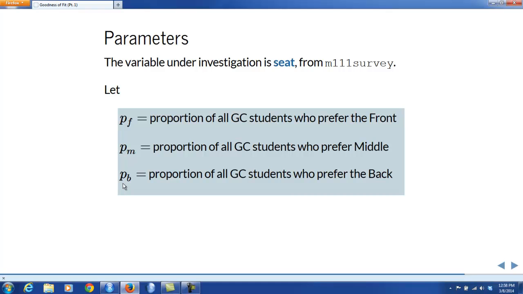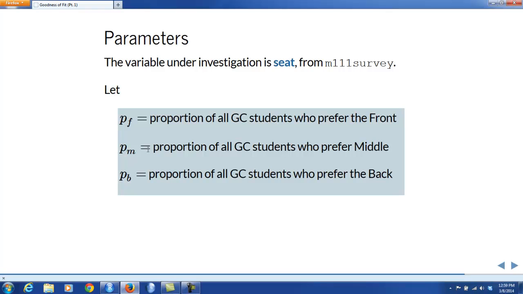So we're going to need to define 3 parameters here. This time, the parameters won't be probabilities. We're not dealing with the dice being rolled. The parameters will be population proportions, because the students are a random sample from the Georgetown College population. So let's define P sub F to be the proportion of all Georgetown College students who prefer the front. P sub M shall be the proportion who prefer the middle, and P sub B the proportion of all Georgetown College students who prefer the back.